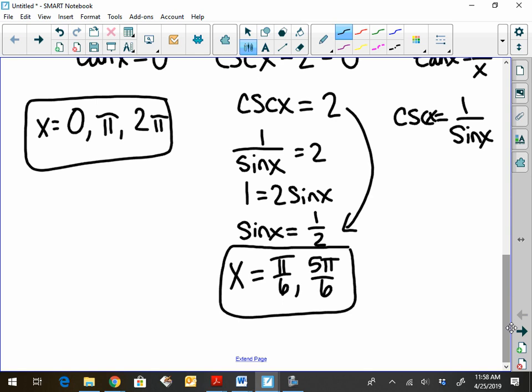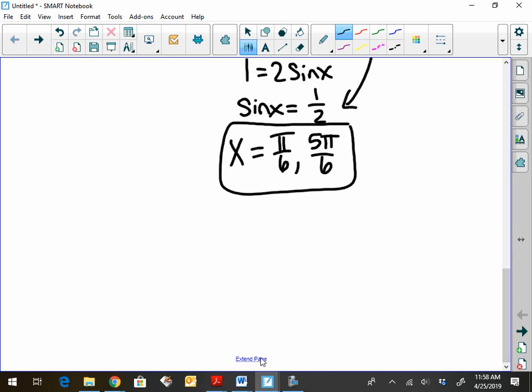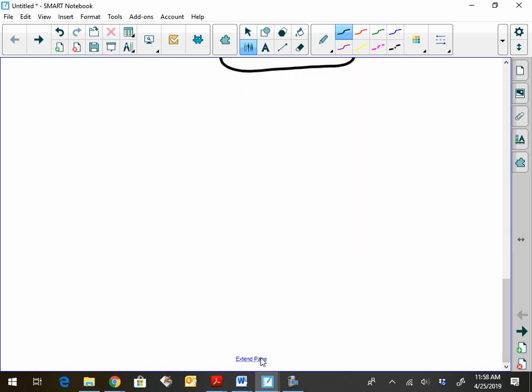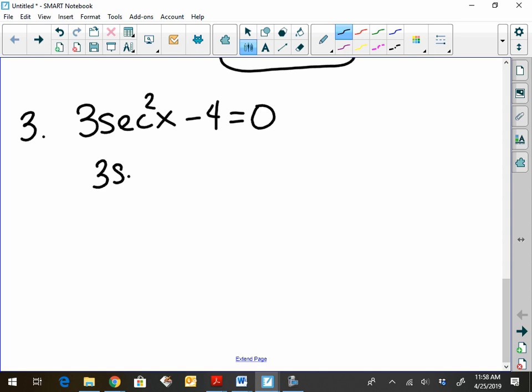Okay? All right, let's look at another one. We're still going to go with the domain of 0 to 2 pi. So number 3. We have 3 secant squared of x minus 4 equals 0. All right, so we're going to add our 4. So 3 secant squared of x equals 4. Divide by our 3.